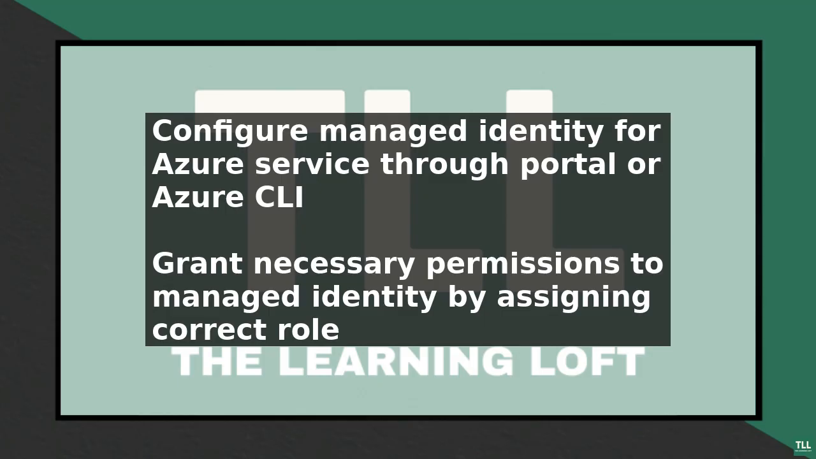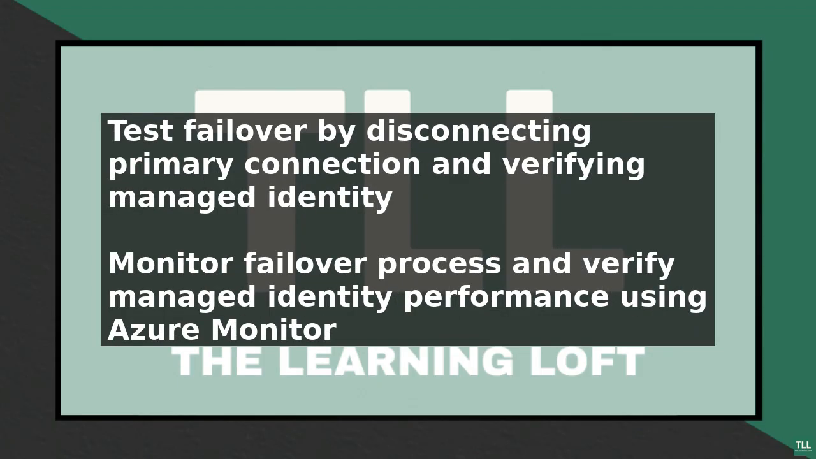Step 3. Test the failover by disconnecting the primary connection and verifying that the managed identity can still connect to the Azure SQL database. You can do this by using a tool like SQL Server Management Studio or Azure Data Studio. Step 4. Monitor the failover process and verify that the managed identity is working as expected. You can use Azure Monitor to track the performance of your Azure SQL database and the managed identity.